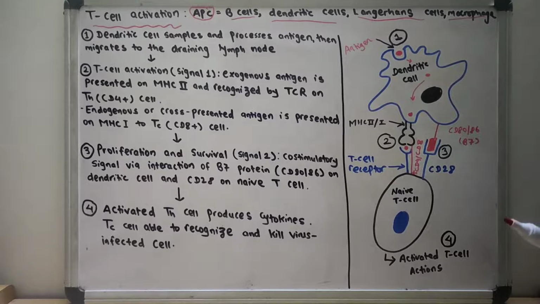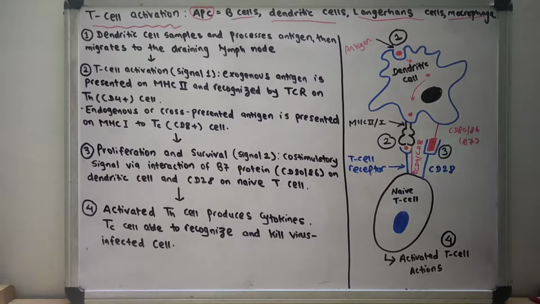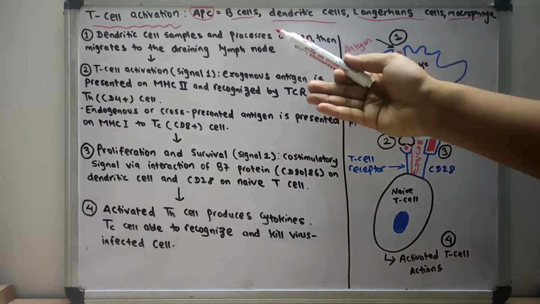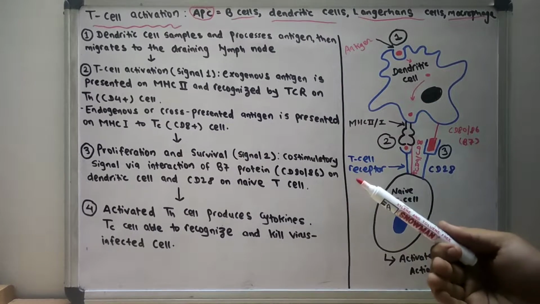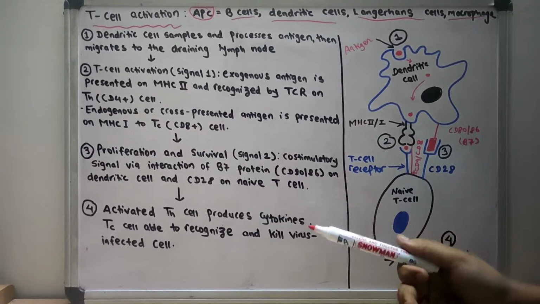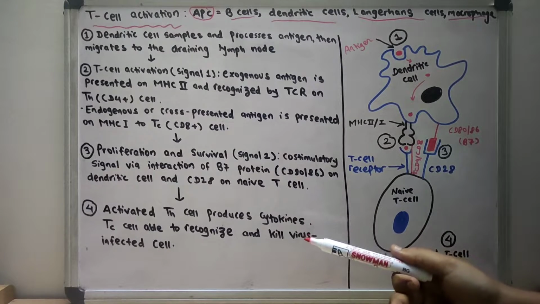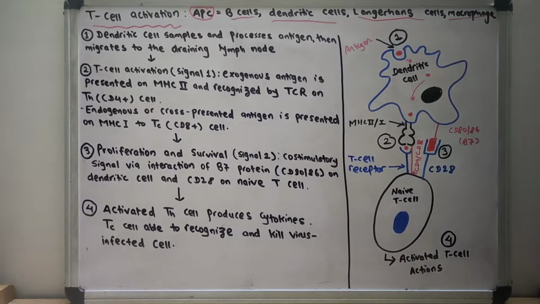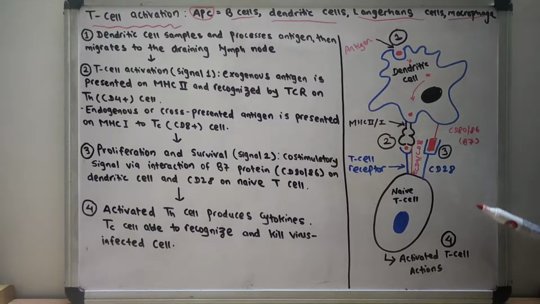So T cell activation occurs mainly in 4 stages. The first stage is antigen processing, the second stage is T cell activation, the third stage is proliferation and survival, and the last stage is the activation of the naive T cell. In this picture I have depicted each and every step: this is step 1, step 2, step 3, and step 4.